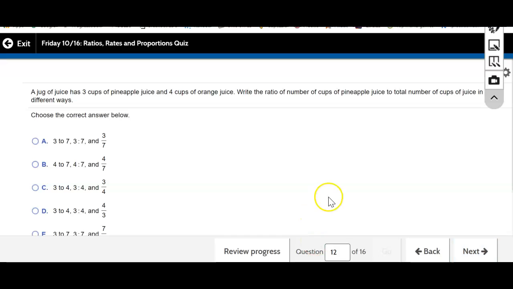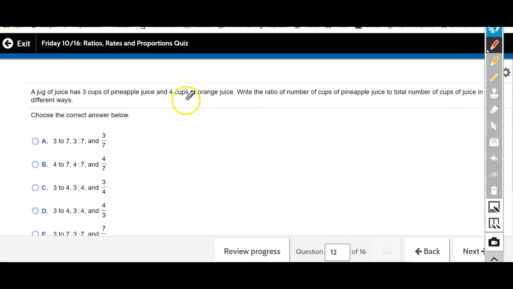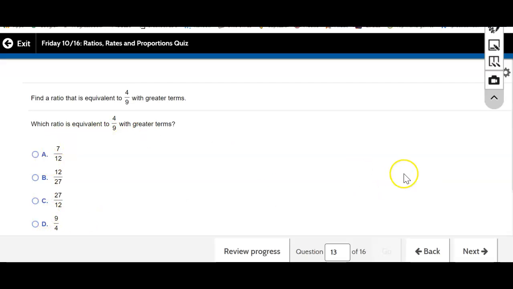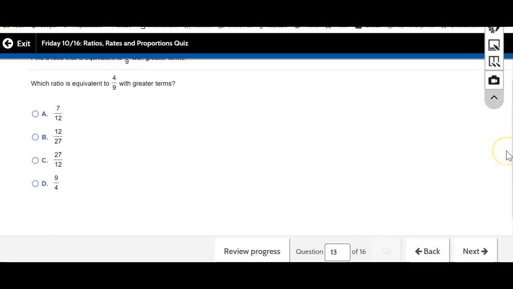Now 12 is a tricky one because you have to check to see if you're reading carefully. They want to know the ratio of cups of pineapple juice to total number of cups. Not pineapple to orange, but pineapple to total. So make sure you're reading carefully on these. 13, writing a ratio in greater terms. Do you remember that?